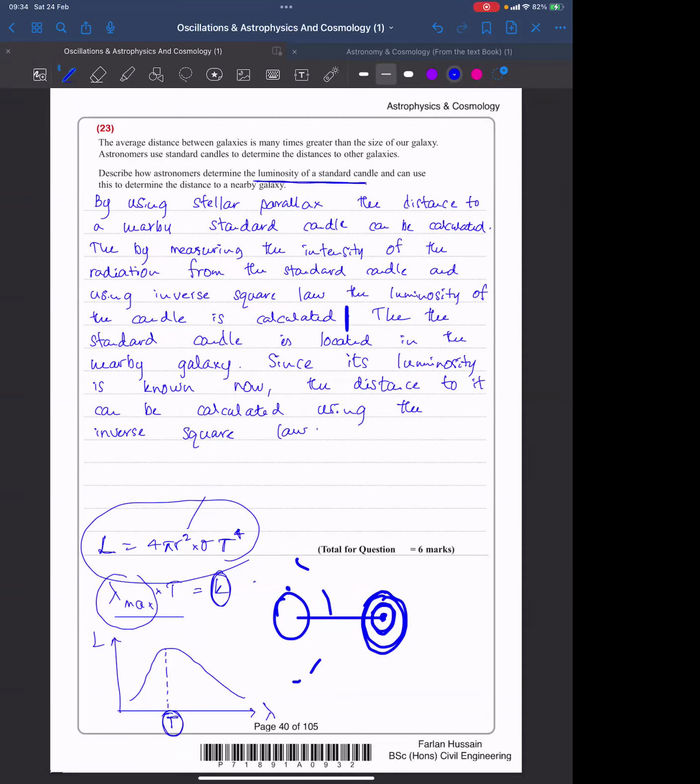No, that graph is available. Luminosity versus lambda. Yeah, lambda into T is anyway a constant. The graphs will be different, no?